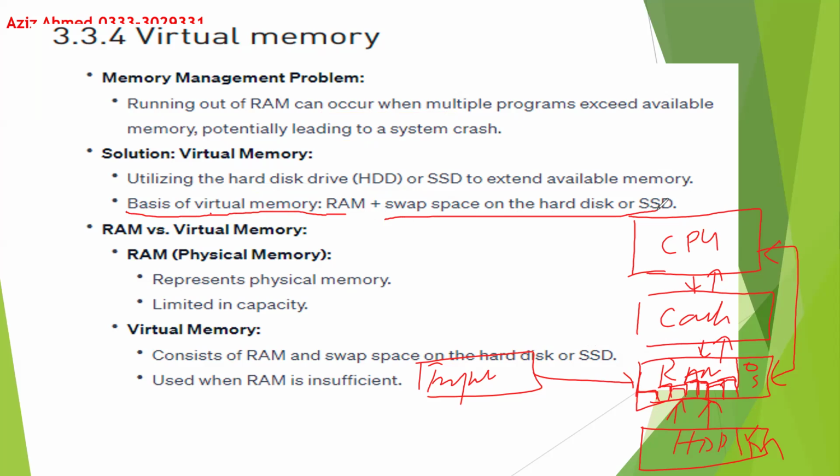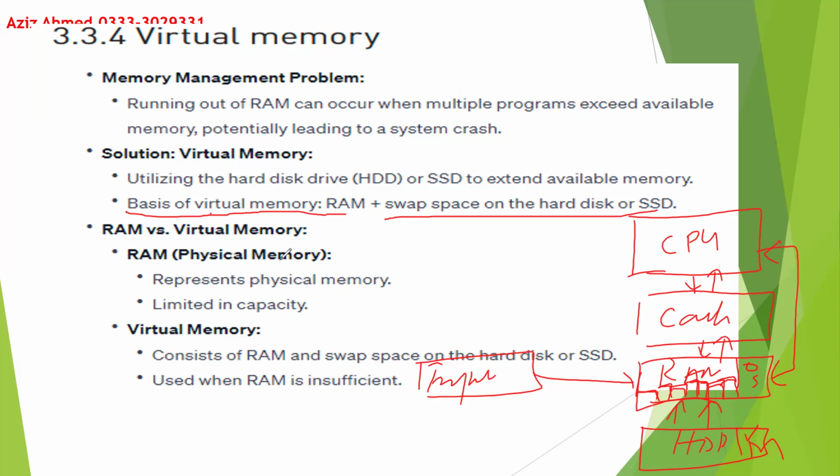Swapping means when you open many applications, but you can work on only one application at a time. You cannot work on all applications at a time, so other applications become idle. Those applications or programs which become idle, the operating system transfers to virtual RAM, so RAM space becomes available.